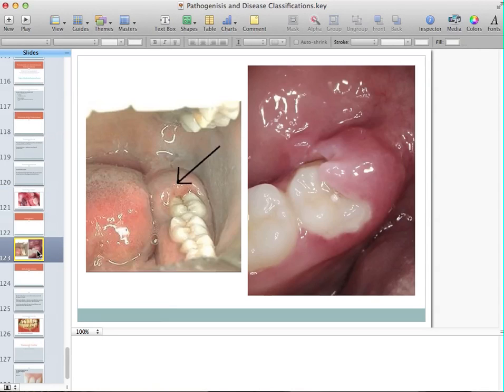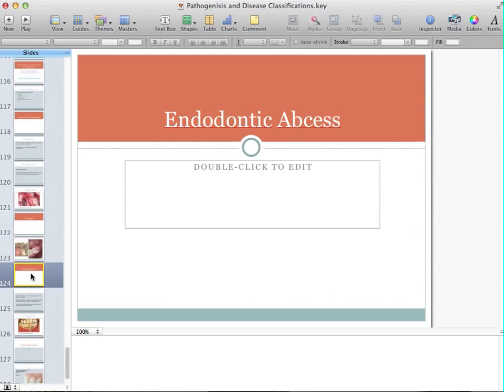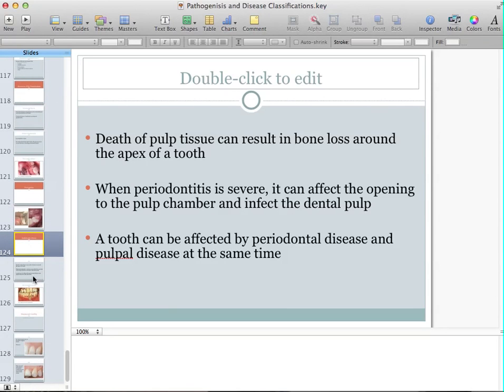You can have pericoronitis, which is the inflammation of the distal of the second molar after third molar extractions, where there's a flap of tissue that bacteria gets stuck under and causes a disease. You can have endodontic abscess, which is an abscess in the roots of the tooth. Pulp tissue is dead and results in bone loss around the apex of the tooth.